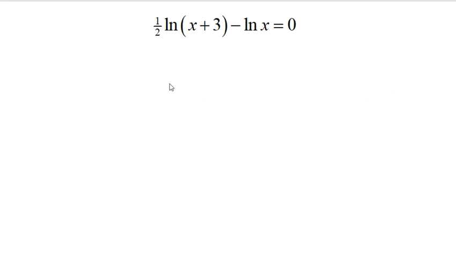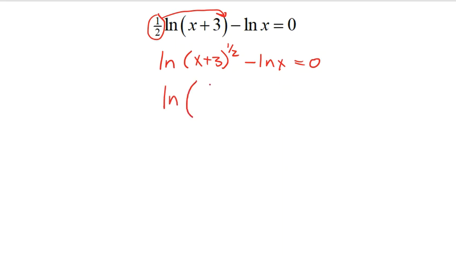All right, here's another one. And what I'm going to do on this one is I'm going to jump and use some properties. All right, so the first property I'm going to use is I'm going to use the power property and bring that back up there. So that's natural log of x plus 3 to the 1/2 minus natural log of x equals 0. Then I'm going to use the quotient property in reverse because I have the subtraction of two logs. I could condense that with division. So that's x plus 3 to the 1/2 all divided by x equals 0.